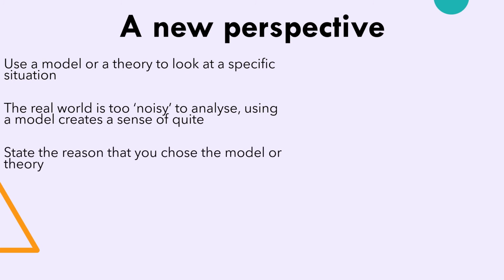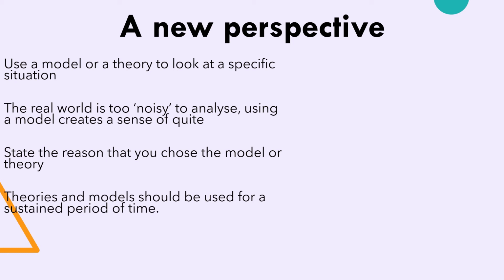State the reason that you chose the model or theory. State the rationale behind you choosing the model or theory. You could have chosen a million theories or a million models. Why did you choose that particular one? Or you could have used no models or no theories. What is the reasoning behind you choosing that particular model? Be very explicit.